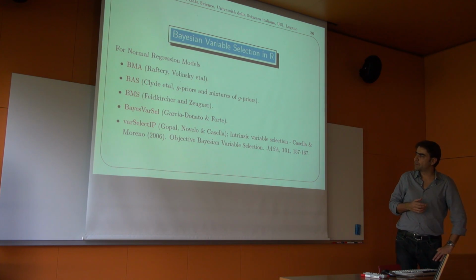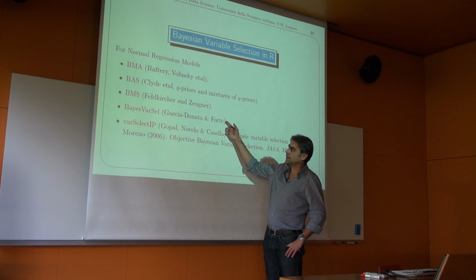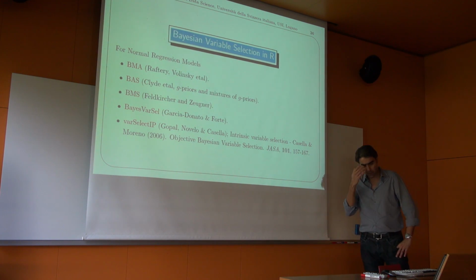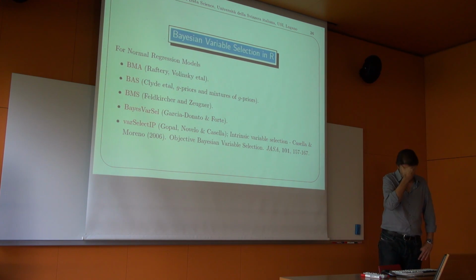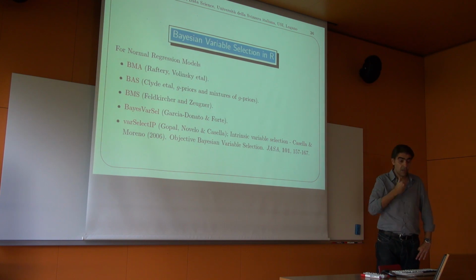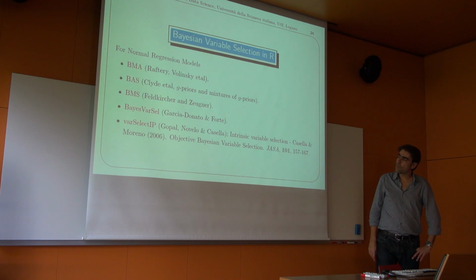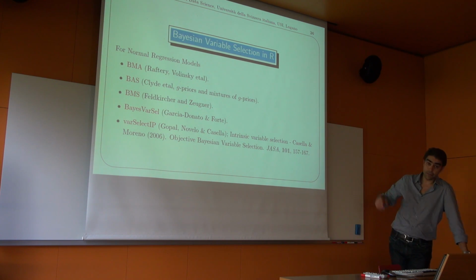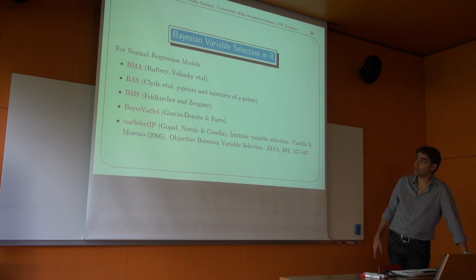And BayesVarSelect is the last one, from Garcia-Donato and Forte in Spain. They also presented this in the last workshop that we were in, in Valencia a year ago. And it also looks very nice. What if you move away from normal regression? Well, if you move away from normal regression, there is no match. That's a problem. I was discussing with Clyde, and she's working on extending BAS, at least for logistic regression.